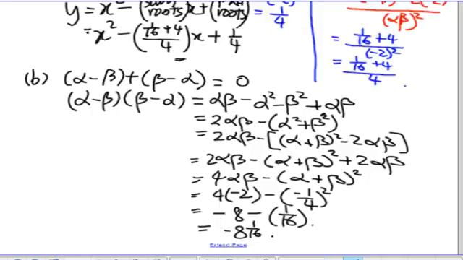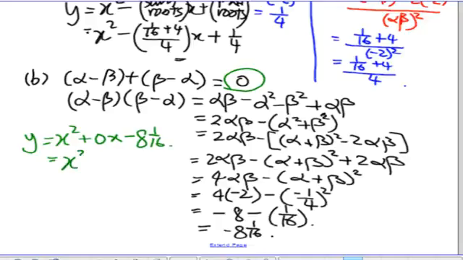So then the equation now will be y is equal to x squared. The sum here is 0, so there is no 0x, and then minus 8, 1 out of 16. So the equation is really x squared minus 8, 1 out of 16.